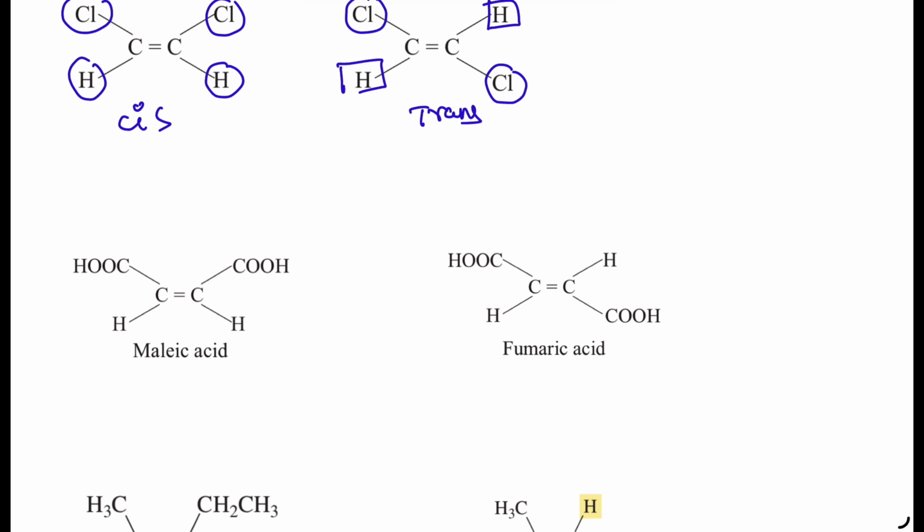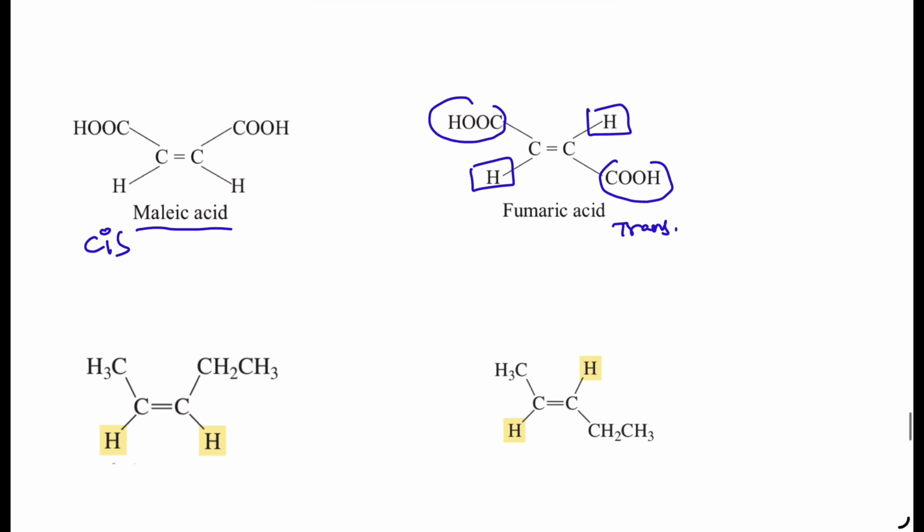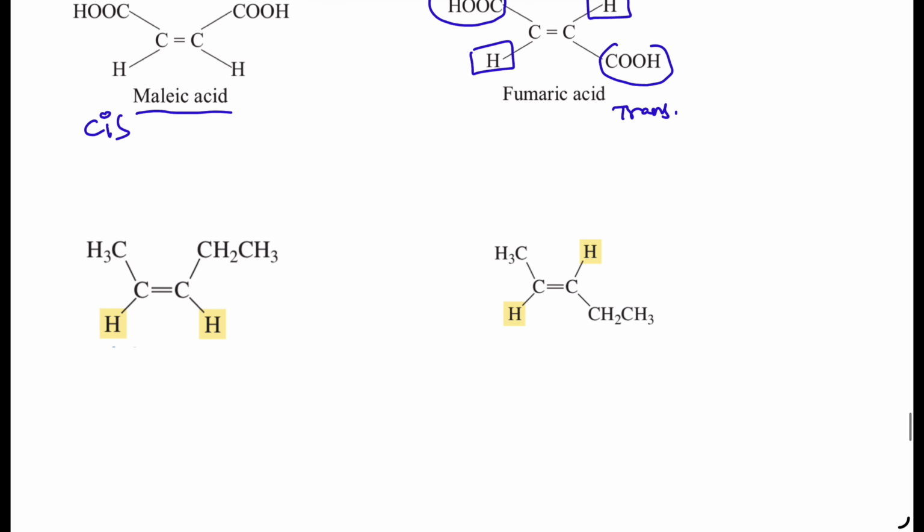Again, there are common groups. You can see this is an AB type of structure: COOH groups are on the same side, hydrogens are also on the same side, therefore this is cis. Its common name is maleic acid. Here COOH and here COOH, otherwise hydrogen and hydrogen, they are on opposite sides, therefore it is trans. That molecule is said to possess trans configuration. But if you see the next example, this is A, this is B, this is A, this is D, only one common group, and those common groups are hydrogens. Hydrogens are on the same side, therefore it is cis. Hydrogens are on opposite sides, therefore it is trans.